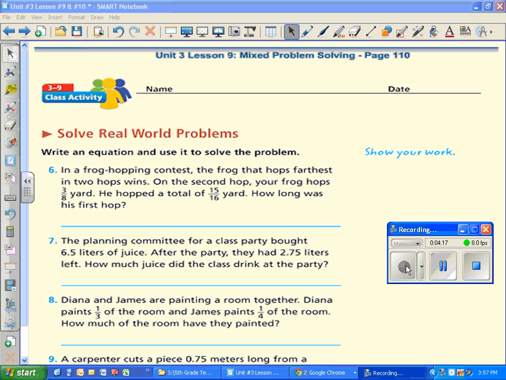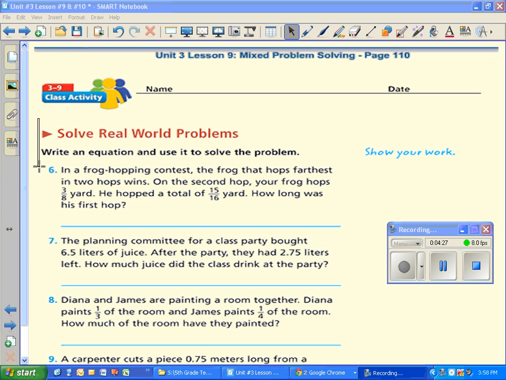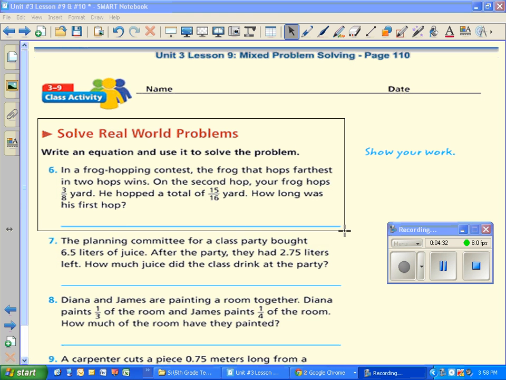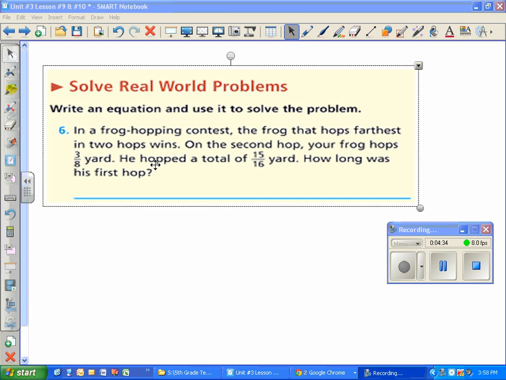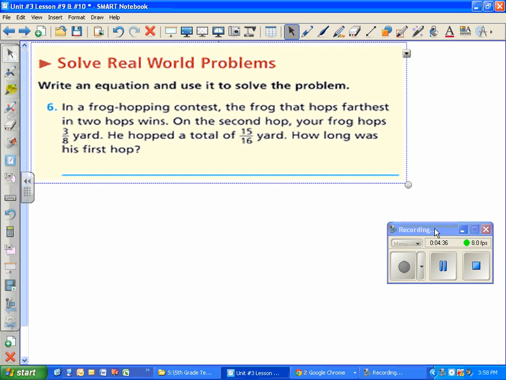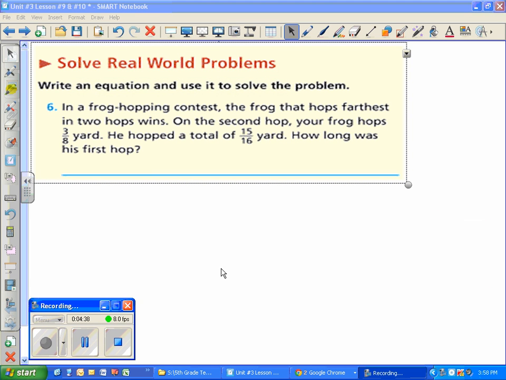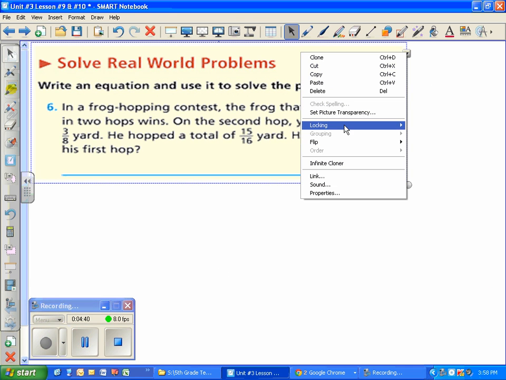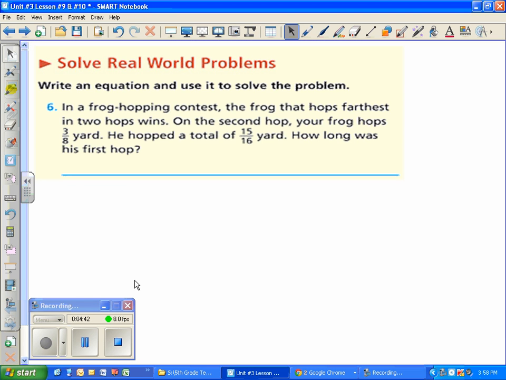All right, if you would turn to page 110, I'd like to look at problem number 6. It says write an equation and use it to solve the problem. Let's just go ahead and isolate number 6 here on page 110. All right, so here's our problem. I'll just move things around here. I'm going to lock it in place so it doesn't move on me. All right, so it wants me to write an equation.